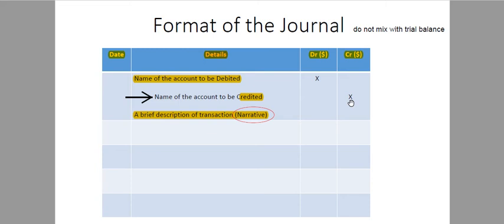Again, a quick summary: date, details, debit, credit, and the first line is for the debit account, the second line has to be indented a bit and it's for the credit account, and the third line is the description of the transaction in your own words, which could be a short form of the transaction itself, and that is called a narrative. So let's move on.